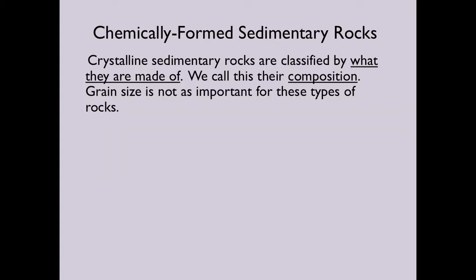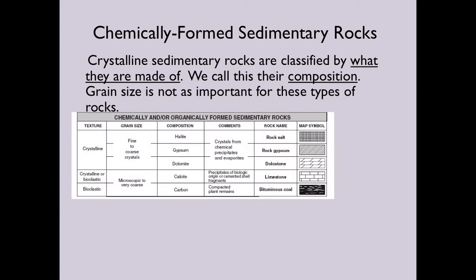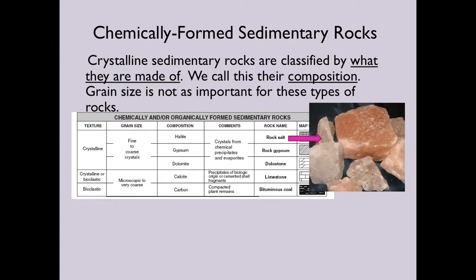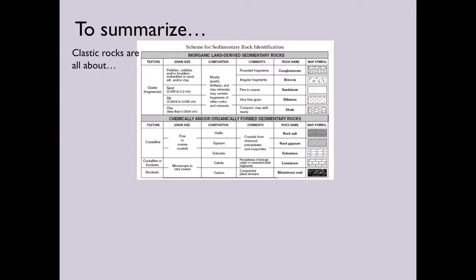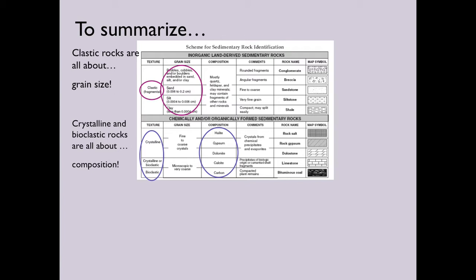The chemically formed sedimentary rocks are a little bit different. They're classified based on what they are made of. So in this case, the grain size does not matter. It's not as important. More important is what it's actually made of. So for example, the top picture of rock salt, the composition is halite. For a limestone, the composition is calcite. So the minerals that dominate those rocks determine what we name them. So to summarize, clastic rocks are all about grain size. Crystalline and bioclastic rocks are all about composition.